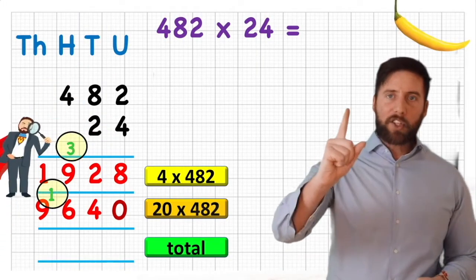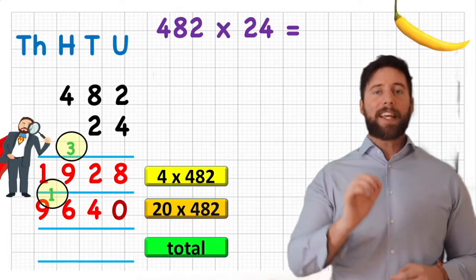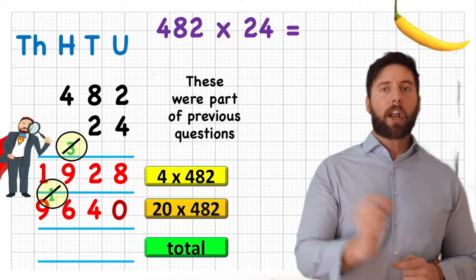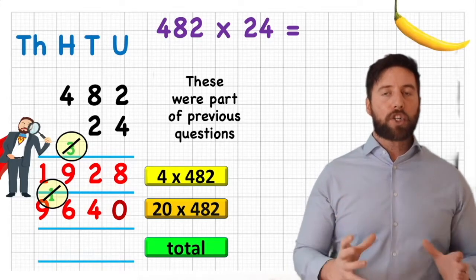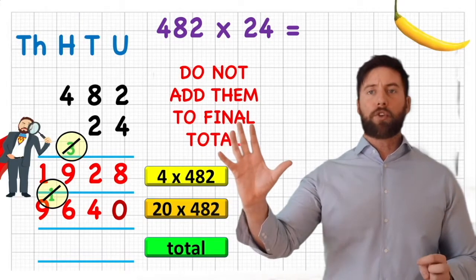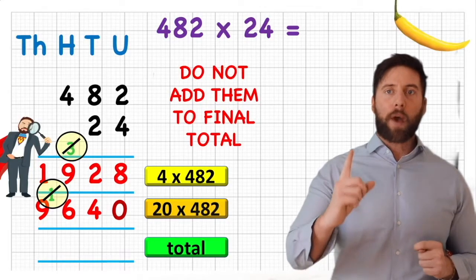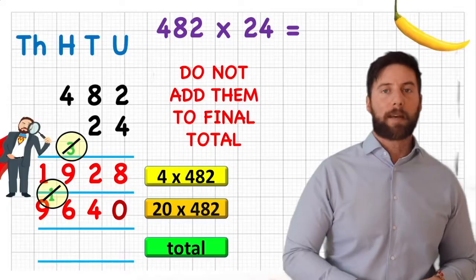9,640. Now here's something really important. Look at these extra numbers that we've got in here. These were helping us solve previous parts of the question. And we should have put a line through them when we're finished with them, okay, like I have. And we must remember at this point we do not add it to our total because those numbers have already been used and we've already got them added to whatever we needed them for, okay? So we don't want to add them again now, so let's make sure we don't do that, guys. That's really, really important, a top tip, okay?